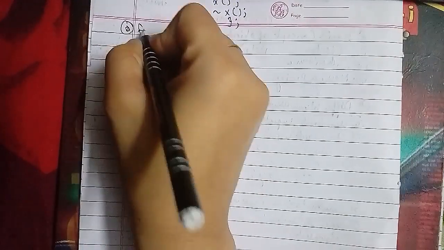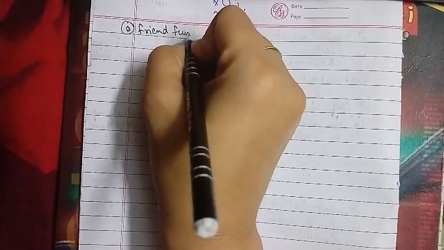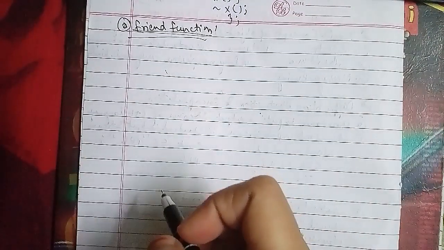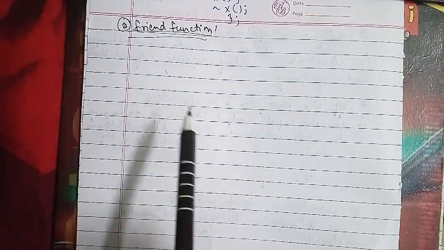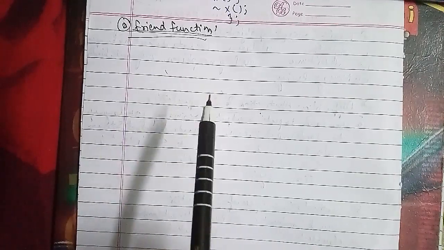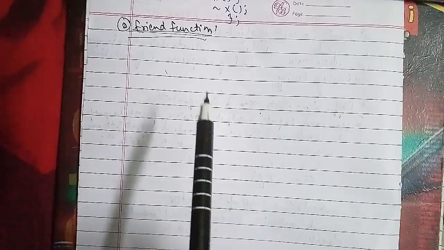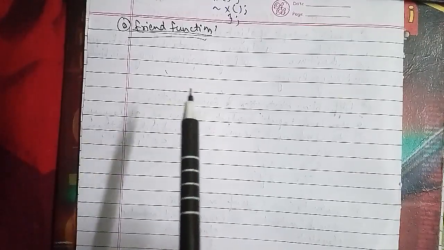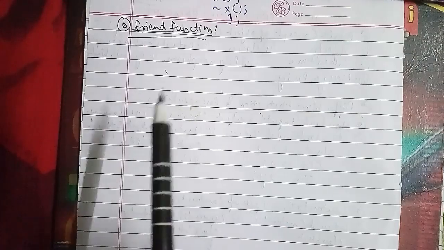We'll consider a class to understand the friend function. Class BTech, private: int a, b; public: void test, a equals 100, b equals 200, and the friend int compute, which takes BTech b1.